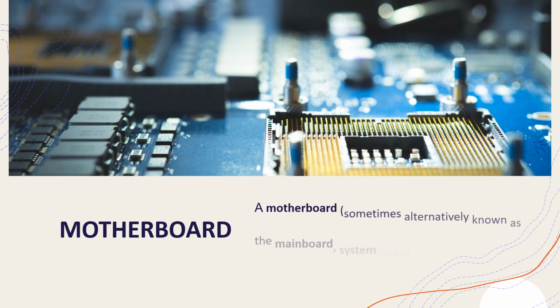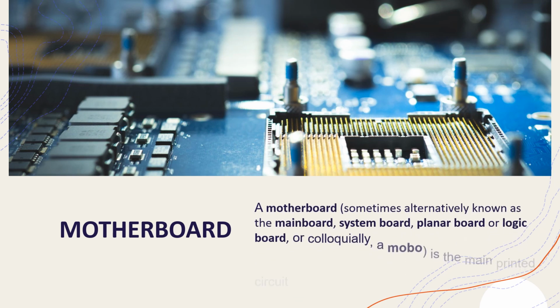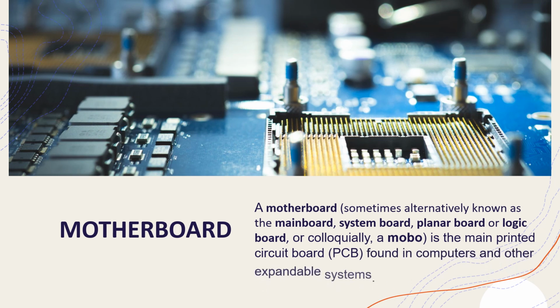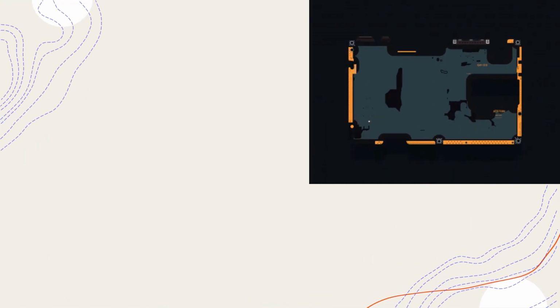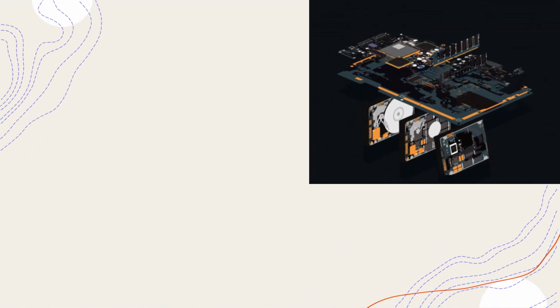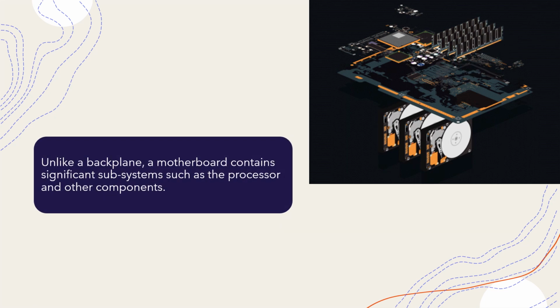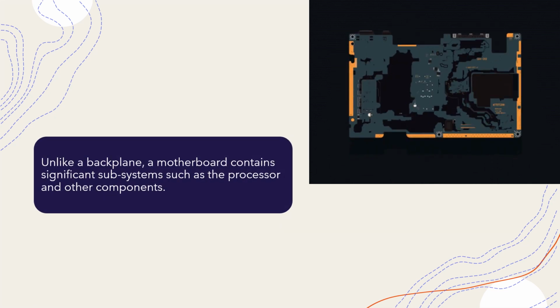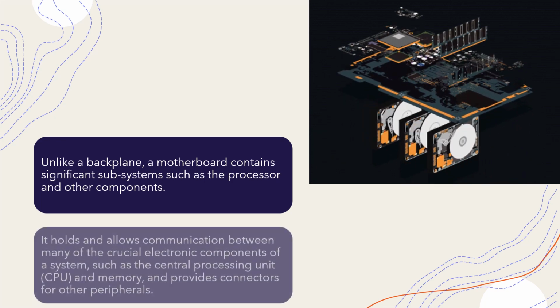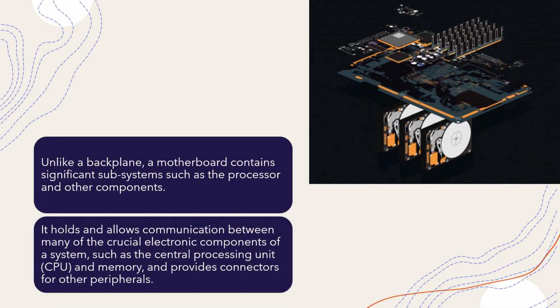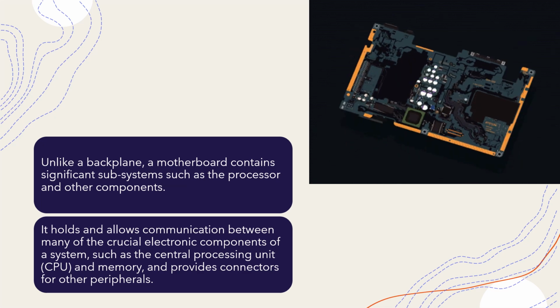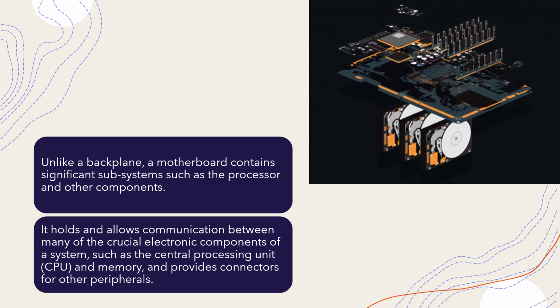A motherboard, sometimes alternately known as mainboard, system board, planar board or logic board, is the main printed circuit board, that is PCB, found in computers and other expandable systems. Unlike a backplane, a motherboard contains significant subsystems such as processors and other components. It holds and allows communication between many of the crucial electronic components of a system, such as the central processing unit and memory, and provides connectors for other peripherals.